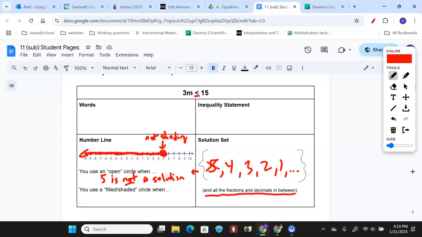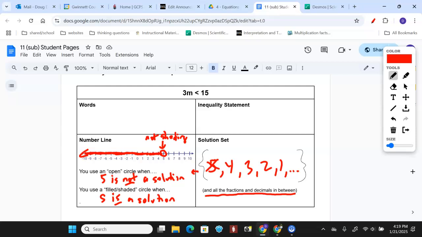So if I had this, I would shade the circle. But since 5 is not quite a solution, I don't shade it. So you use a filled or a shaded circle when 5 is a solution, and an open circle when it's not. So in this case, it's not. So that's my number line version here. Next, I'll go to the inequality statement.